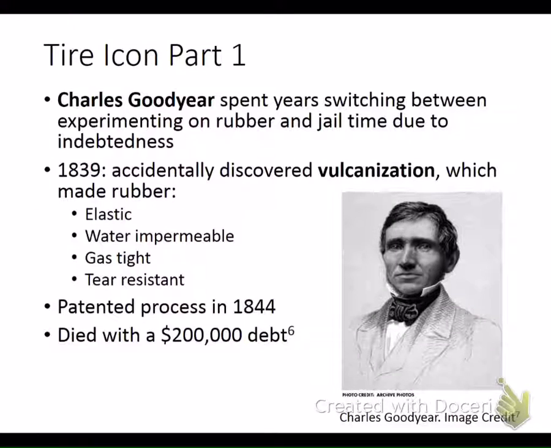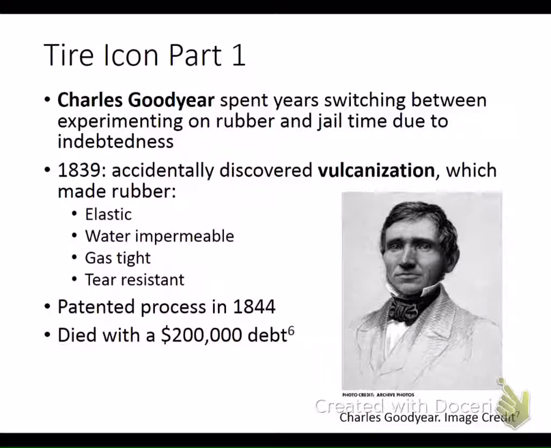And so two important men I'll highlight are both tire icons that helped change natural rubber to become something closer to what we think of as rubber that is used now, synthetic rubber. And so first is Charles Goodyear. You'll recognize the name Goodyear. He spent years switching between experimenting on rubber and jail time due to indebtedness.